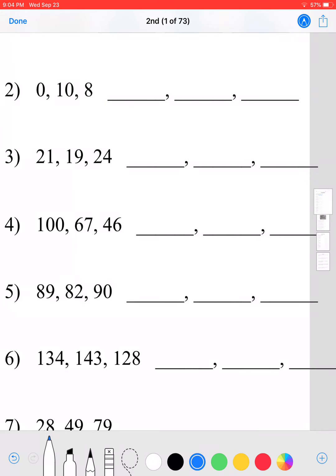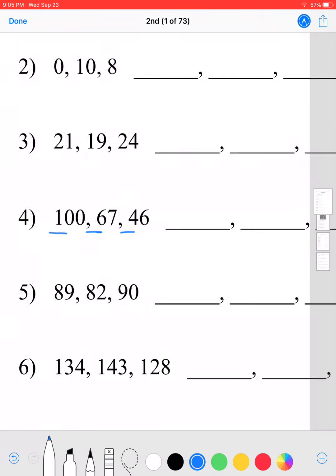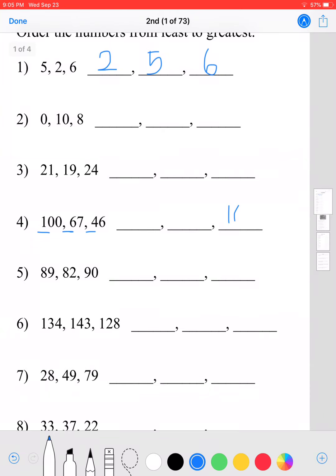Okay, we'll do number 4. We have 100, 67, and 46. Now we haven't gone over hundreds yet, but we're going to be looking at the digits, how many digits each one has. So this one has 3 digits, so that automatically makes it the biggest one because we have a 1 right here, a 0, a 0. So the 100 is the biggest one, so we can work backwards like this.